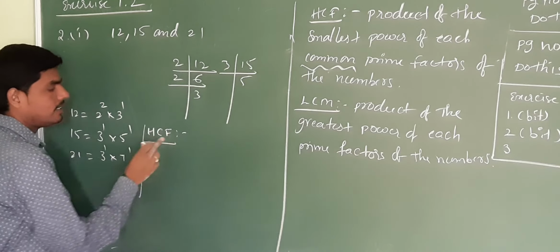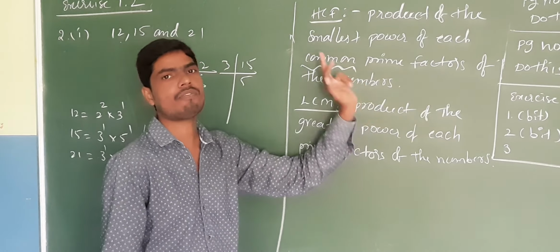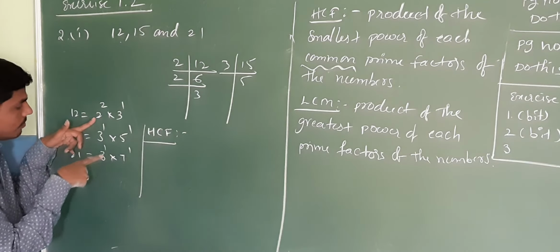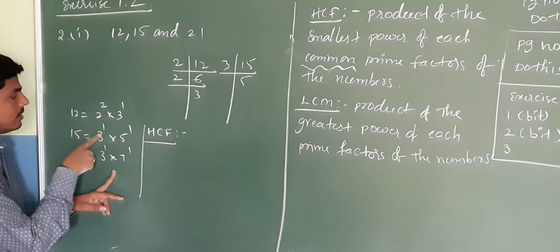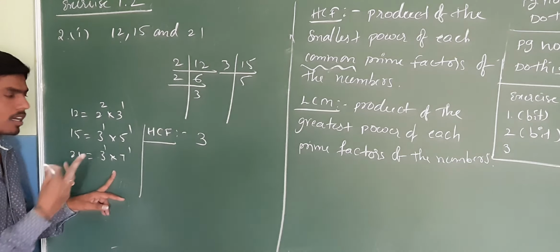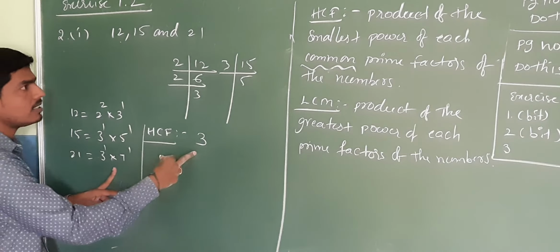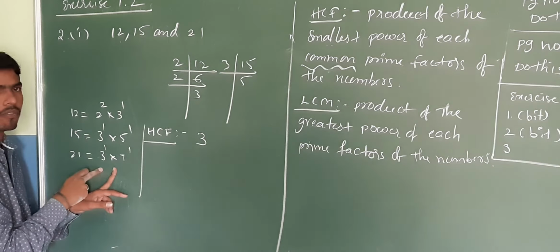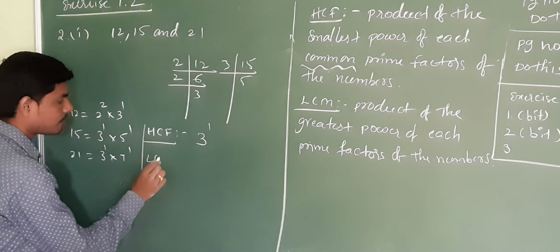Now HCF is the smallest power of each common prime factor. Is 2 common? 2 is here, but there is no 2 in the others. So 2 is not a common prime factor. 3, yes, 3 is there. So only 3 is a common prime factor in these 3 expansions. Now for the smallest power, which is smaller? 3 power 1, 3 power 1, 3 power 1. 3 power 1 is smallest, and that is the HCF.